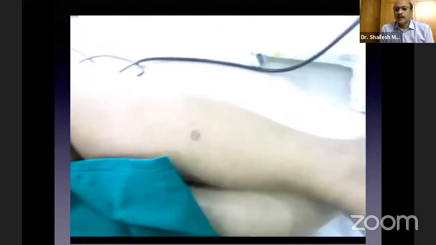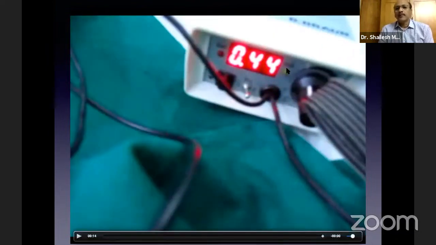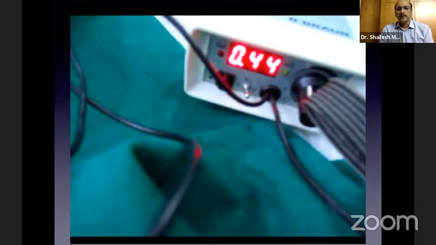So we start with 1.5 and then reduce the current to about 0.5. This is plantar flexion and inversion, so this is the tibial component. And come up to less than 0.5, then I come up to less than 0.3. And if I still get the stimulus at 0.3, I withdraw the needle hardly 1 millimeter, and then I don't inject at less than 0.3. So again, increase to 0.5, and still when you are getting it, only then you aspirate and inject.